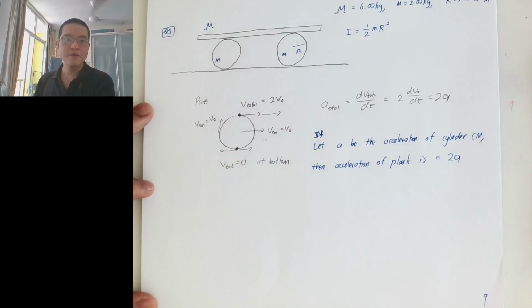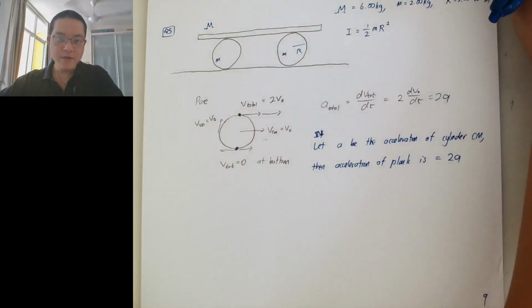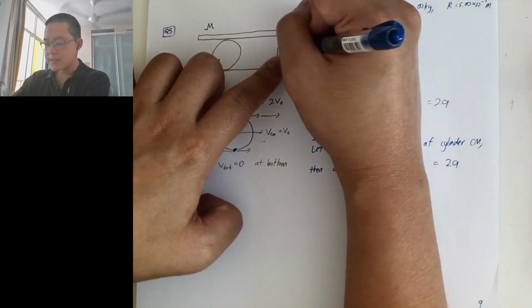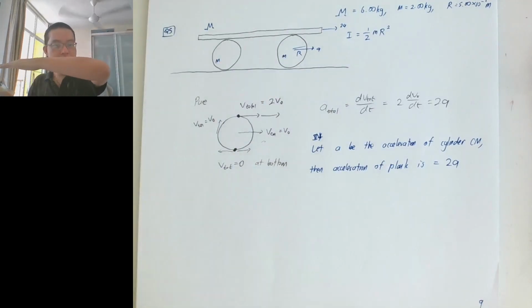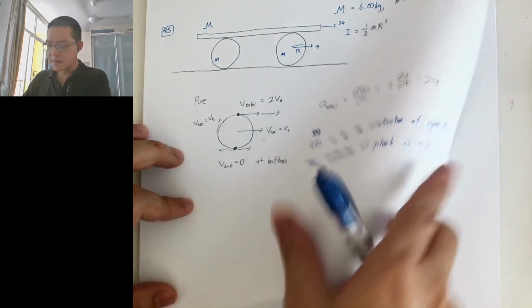Let us solve this question. For those who are following, everyone has no objection that the plank is going at 2A and the center of mass is going at A, so the top part is going faster than the bottom rollers. Agree? Okay. Then let us solve this question now.